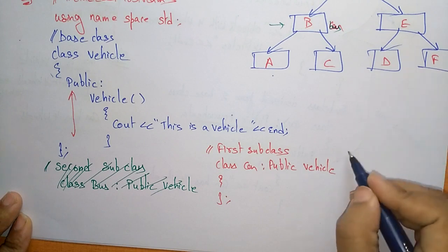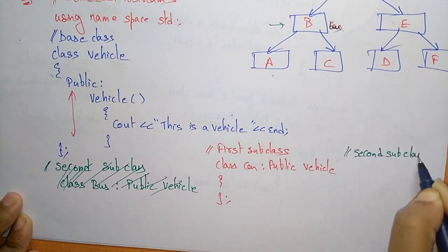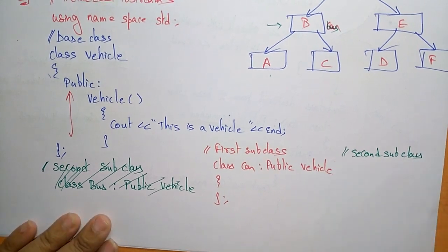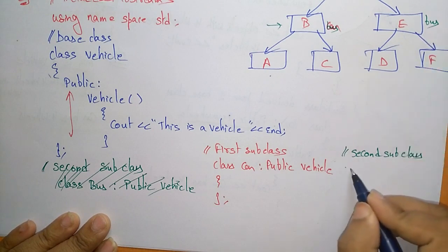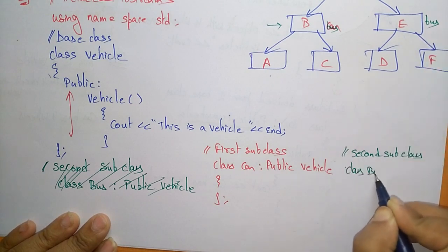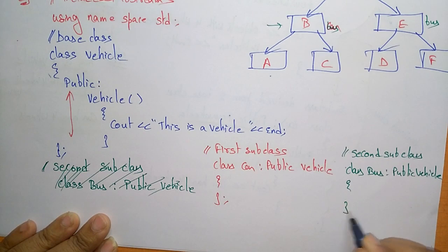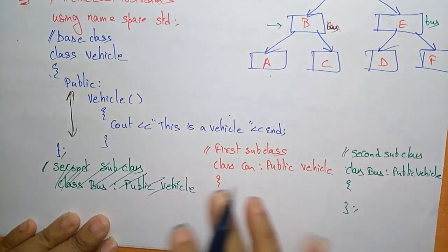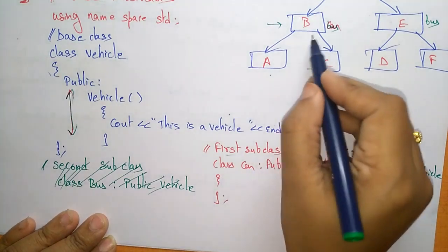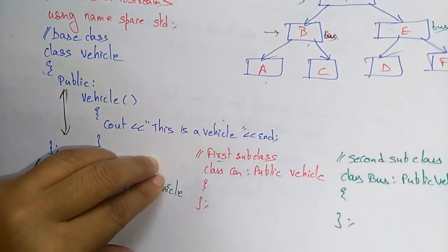Now coming to the second subclass. What is the second subclass here? I am writing the bus. So class bus public vehicle. Here also I am not writing anything because I am inheriting whatever there is in the base class. So I created two subclasses, that is car and bus. Now I'll write the main function for this program.